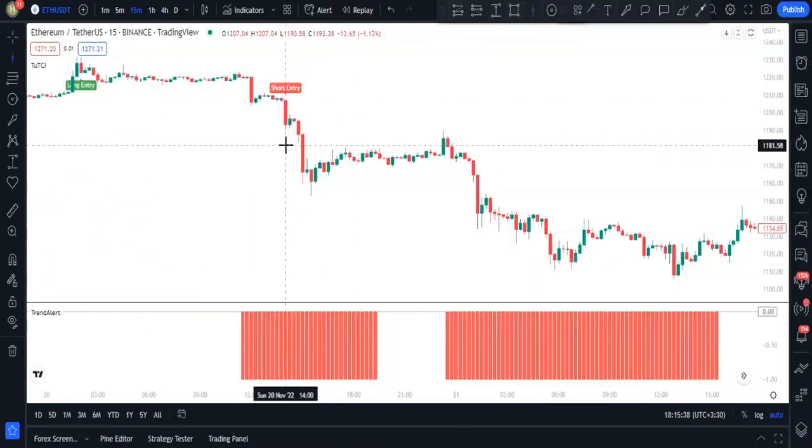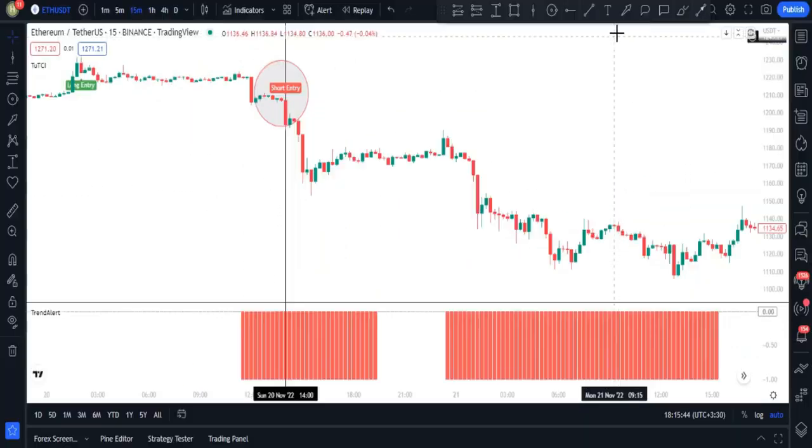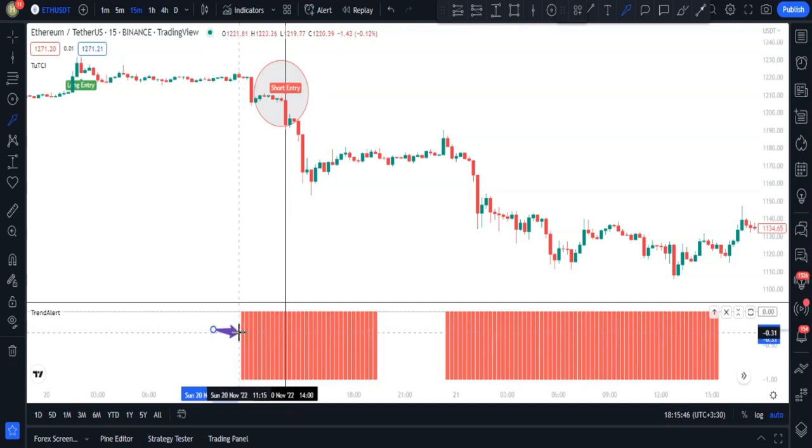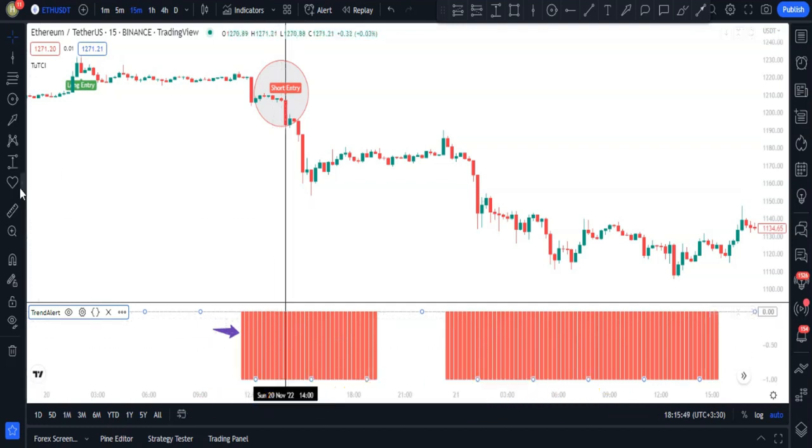And if a short entry is printed on the chart, to confirm this short entry, we need to check out the trend alert indicator. A histogram must exist to confirm the short entry, and furthermore, the histogram should also be red. So when all these conditions are fulfilled, our short entry signal is confirmed.